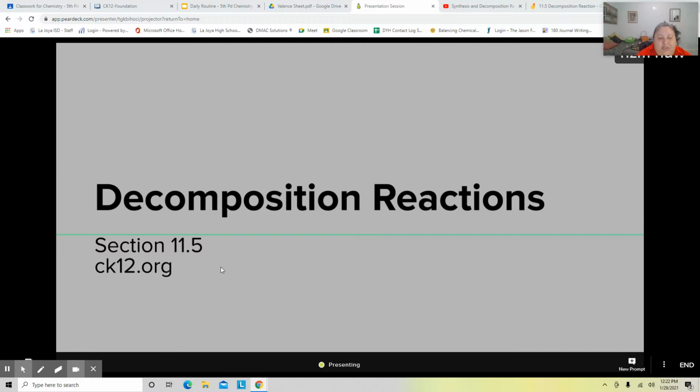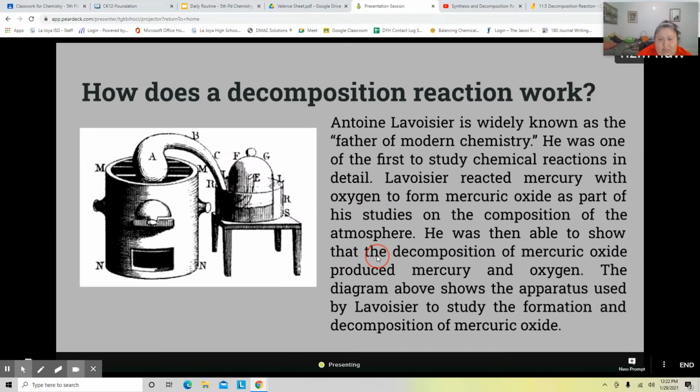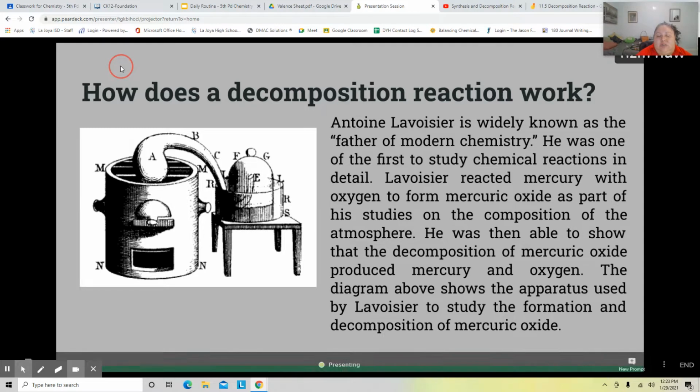We are covering section 11.5, decomposition reactions. This is a continuation from yesterday, when we started talking about types of reactions. Yesterday was all about combination reactions, where you have elements or small compounds creating a larger compound.